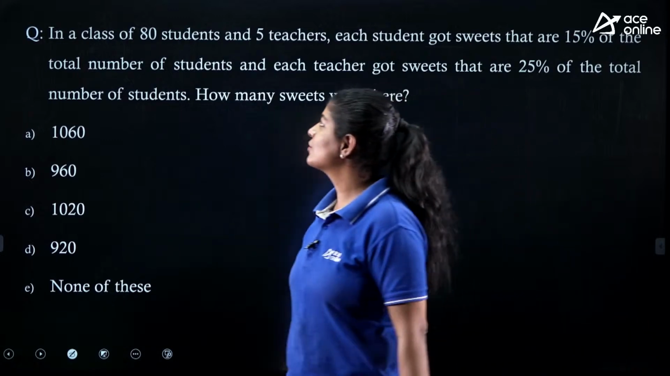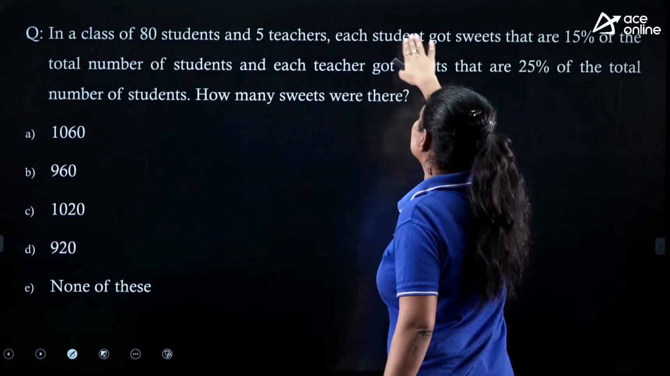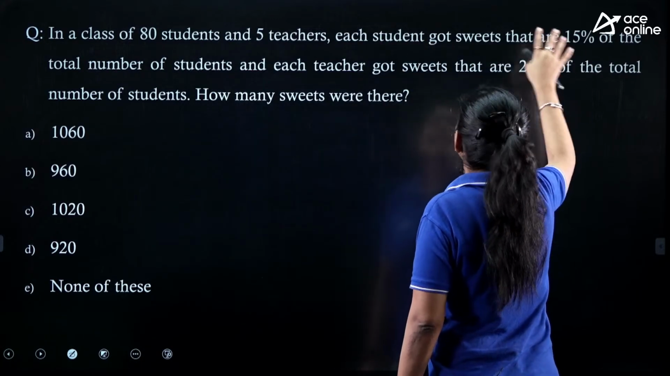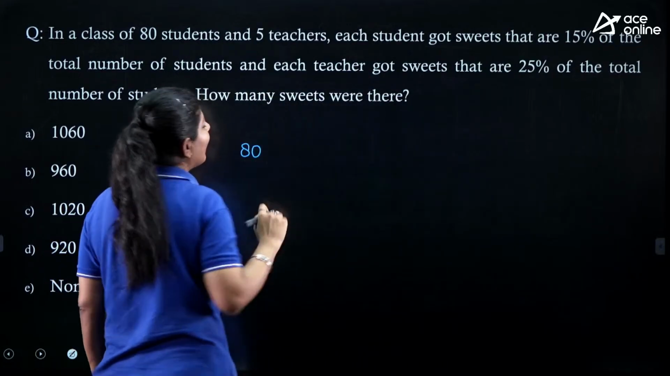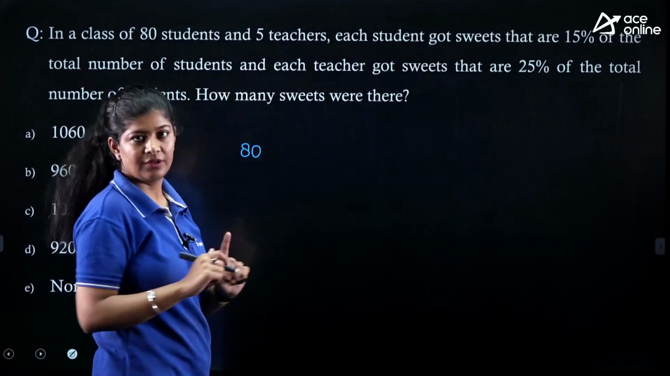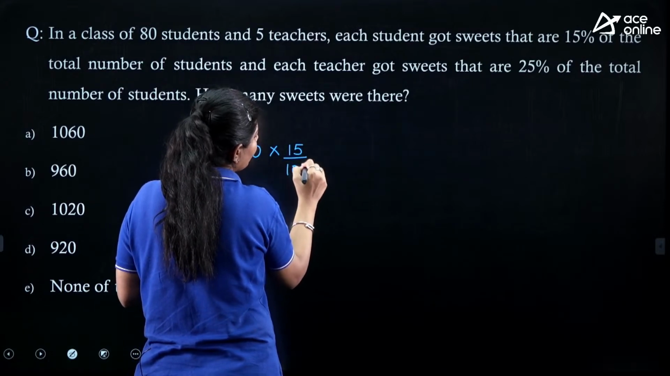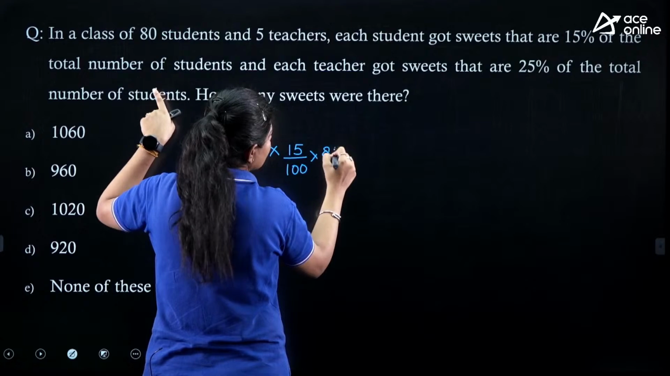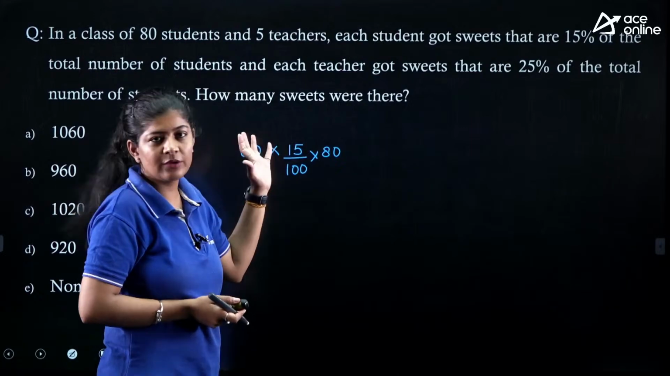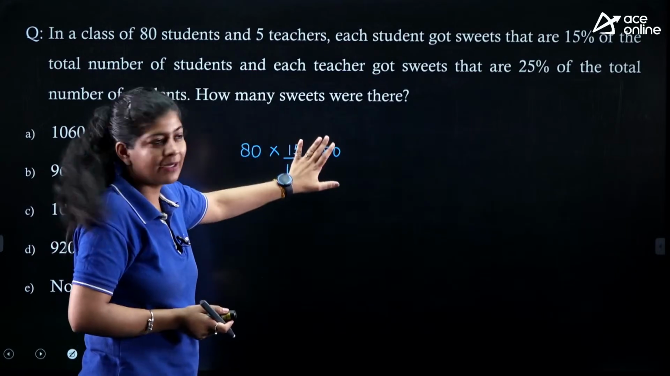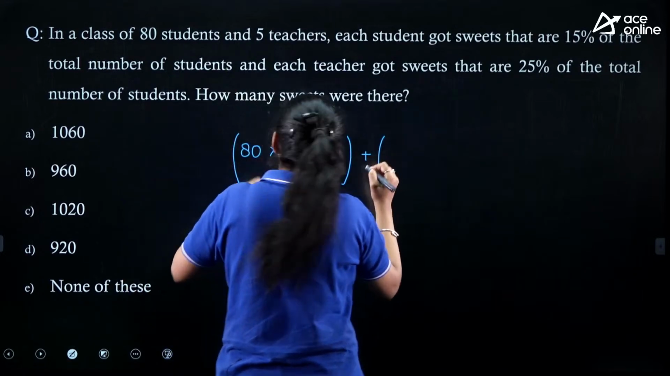Question is very simple. The question is saying that in a class of 80 students and 5 teachers, each student got sweets that are 15% of the total number of students. So how many students are we having? We are having 80 students, and each student is getting 15% of what? Of the total number of students, right? These are the total number of sweets. We are just trying to calculate the sweets divided among the students, but we are having teachers also. Plus, how many teachers are we having?